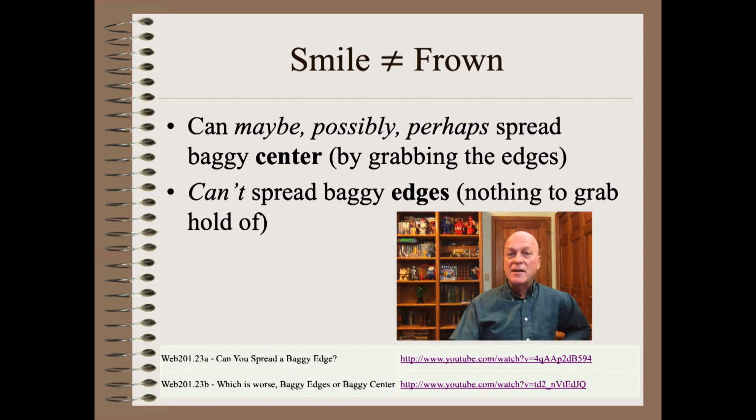Yes, smiles and frowns are very similar, being mirror images. Yes, they may be both present in the same mechanics as we saw in the last slide. However, they are not always opposite sides of the same coin. For example, you can, maybe, possibly, perhaps, spread a baggy center by grabbing edges, but you can't spread baggy edges because there's nothing to grab a hold of.